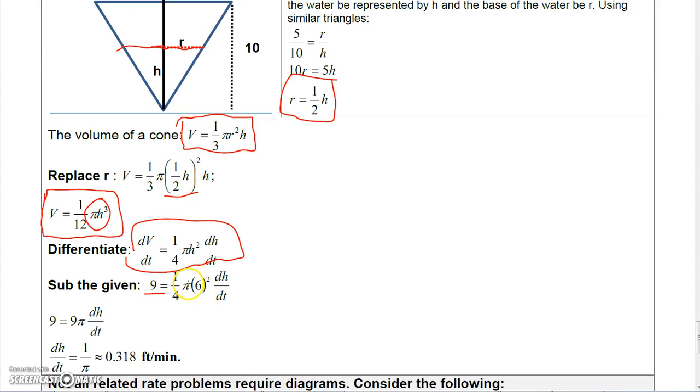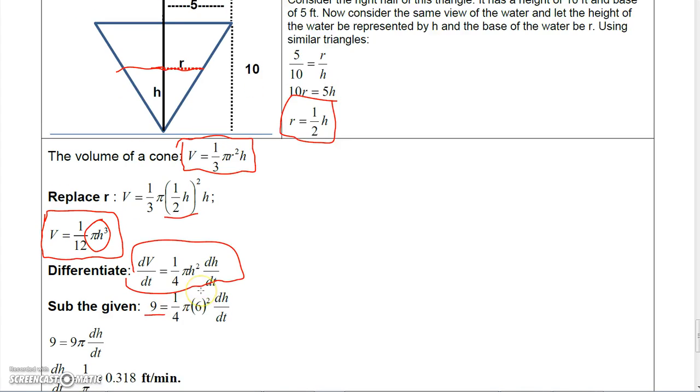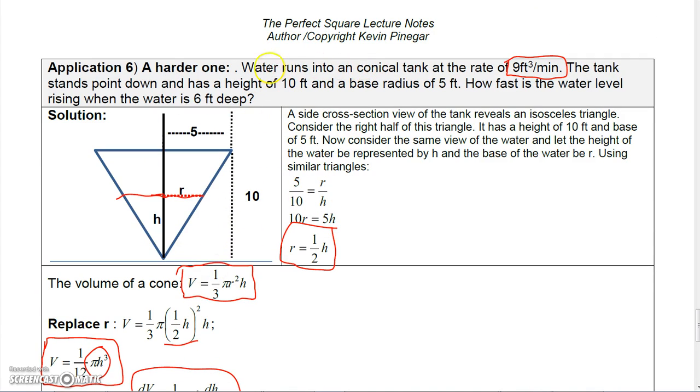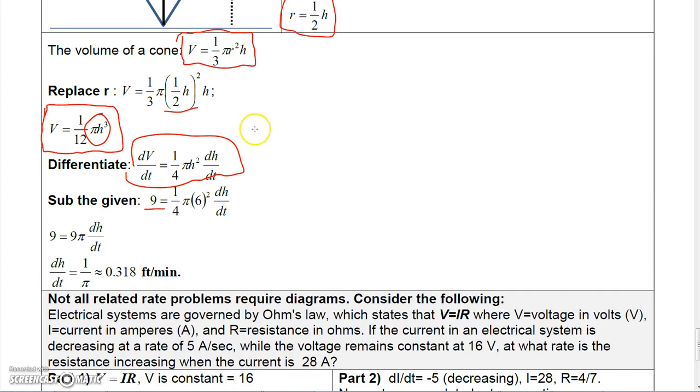We know the height is 6, because it says we want to know how fast the water level is rising when the water is 6. So we can plug 6 in for that. And then 1/4 times pi times 36 is going to give me 9 pi. And then I'm going to solve for dh dt. So I have 9 equals 9 pi dh dt. So divide both sides by 9 pi. Well, 9 over 9 pi is simply 1 divided by pi, which is 0.318, and the units would be feet per minute. So about 0.32 feet per minute.